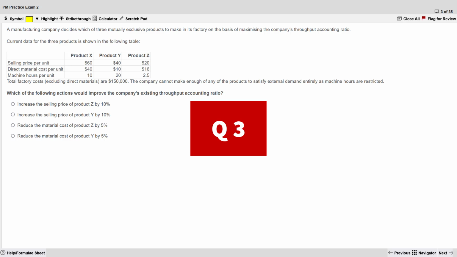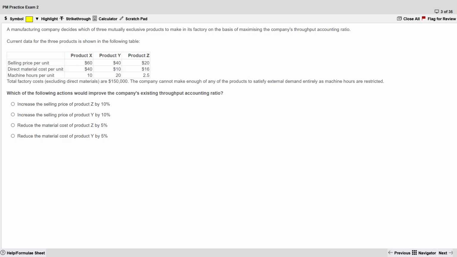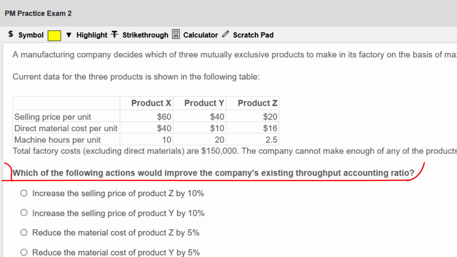Moving on to question 3. A tricky looking question on first glance. In the real exam, I'd probably flag this and keep going, but we'll do it together. First thing to do, always read the task, the question stem first, see what we're looking for. And we see which of the following actions would improve the company's existing throughput accounting ratio.